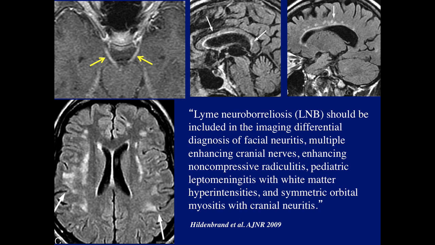Now, Lyme is very important to mention anytime you think of MS. This looks like a classic MS case, this case from the literature. And the author makes a very important point that Lyme should be included in the imaging differential diagnosis of facial neuritis, multiple enhancing cranial nerves, enhancing radiculitis, leptomeningeal disease, and any symmetric orbital myositis with cranial neuritis. So, as you know, I always insist you mention MS, you mention Lyme disease in the differential, because this looks exactly like a classic MS when it was Lyme disease.